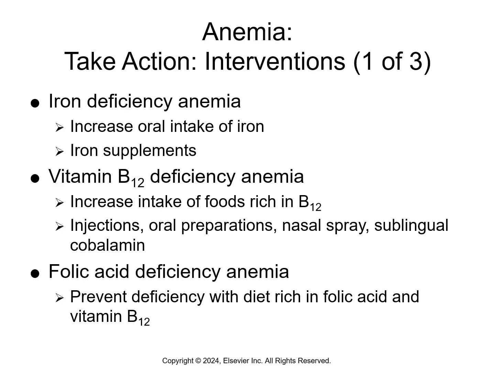The folic acid deficiency anemia, prevent deficiency with diet rich in folic acid and vitamin B12. Folate is needed for DNA synthesis, so without it, the RBCs don't mature correctly. So encourage a folate-rich diet, often paired with B12 support usually. Iron builds hemoglobin, B12 and folate build healthy cell development.